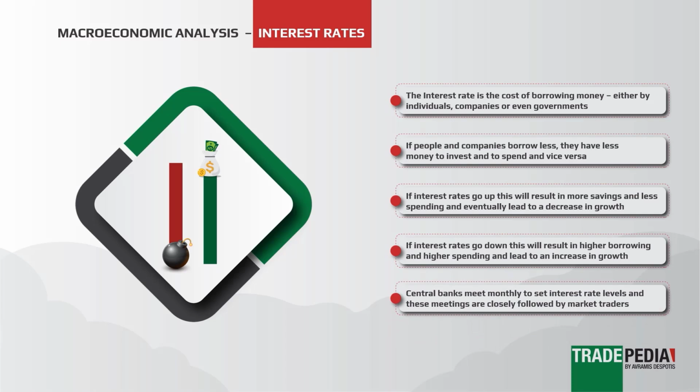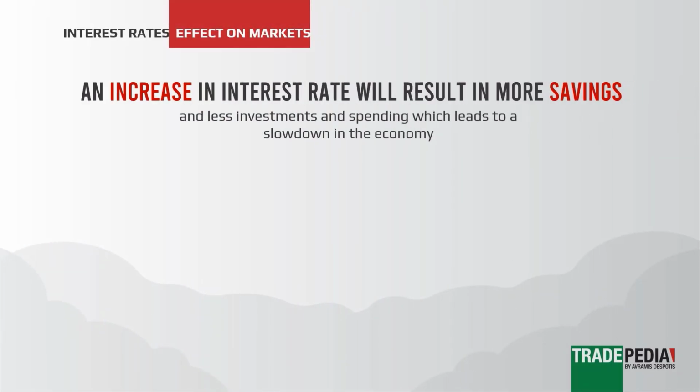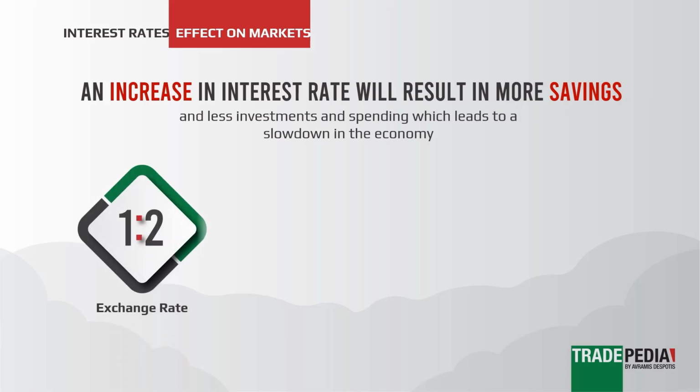Central banks meet monthly to set interest rate levels, and these meetings are closely followed by market traders. An increase in interest rates will result in more savings and less investment and spending, which will then cause a slowdown in the economy. Higher interest rates mean demand for the currency increases as people sell currencies with lower interest rates in order to buy the ones with higher interest rates. This will cause the value of the currency to increase.